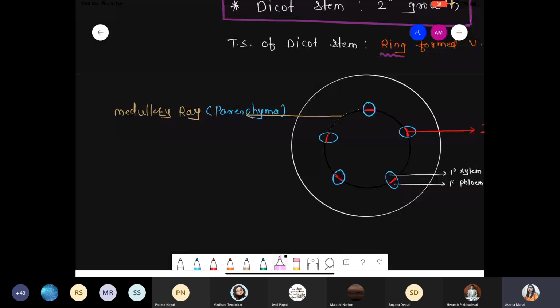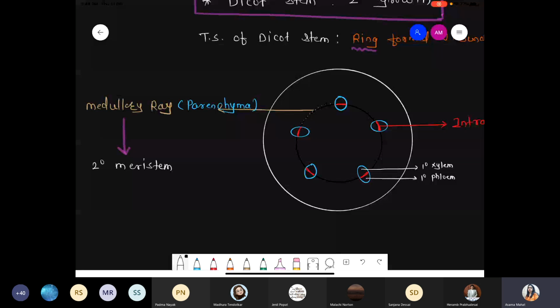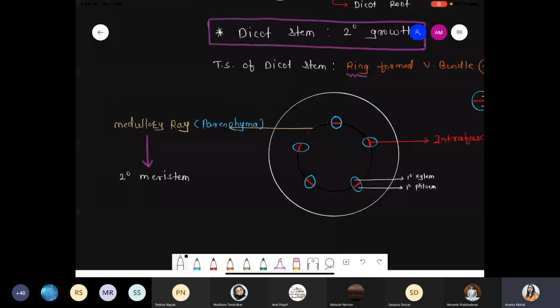Now, what happened? Such medullary rays, during the secondary growth, converted into secondary meristem. Medullary rays are parenchyma, which means they are primary permanent tissue. They undergo a process and form a secondary meristem. Can you tell me which process? Differentiation, de-differentiation, or redifferentiation? Anyone?